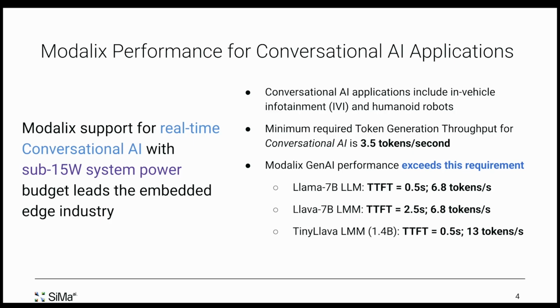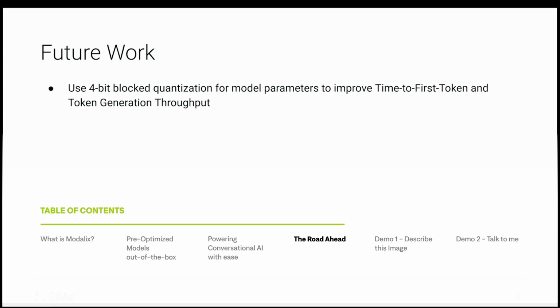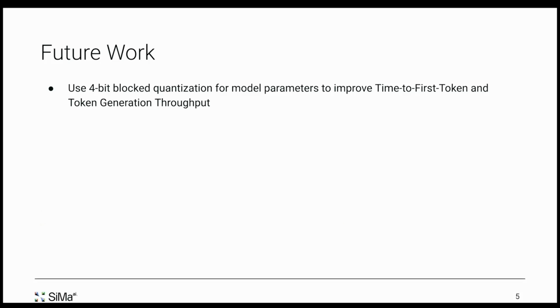In conclusion, the ability of Modalics to support real-time conversational AI with a sub-15-watt system power budget is unique in the embedded edge industry. In the future, we plan to further improve the time to first token and token generation throughput metrics by implementing 4-bit block quantization for the model parameters.